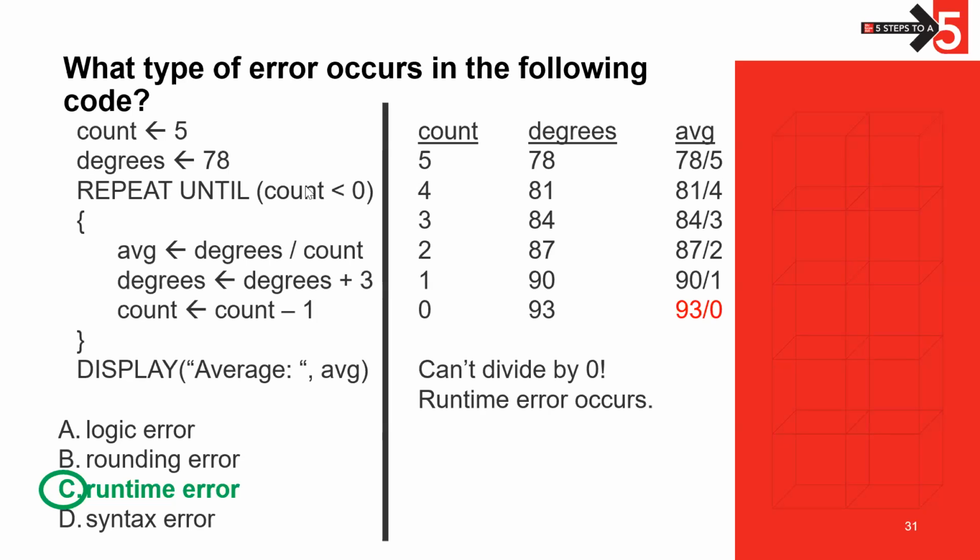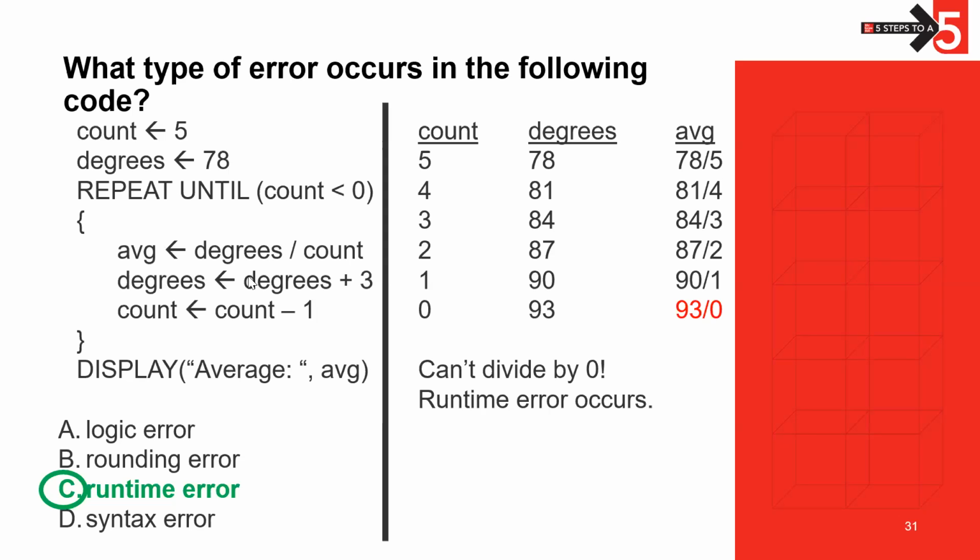We still keep going because 4 is not less than 0. AVG becomes 81 divided by 4. All right. Degrees becomes 84. We add 3. Count becomes 3 because we subtract 1. And then we go back and check our loop again. We're still in it. So we update our values. Okay. We're still in the loop. We're getting to 90 divided by 1 for AVG. Degrees is 90. Count is 1. All right, 1 is still not less than 0. All right, so now, oh, sorry, I was off by 1. So we're at 93. Count becomes 0, but 0 is not less than 0.